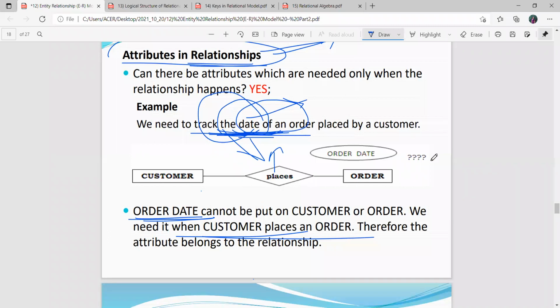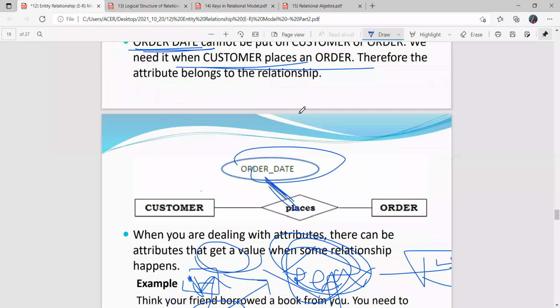The customer and the order, there are two entities, the customer and the order. So this customer is going to place an order. So this order date occurs when the customer places an order. So this is created when this relationship happens. So such kind of attributes are known as attributes in a relationship. That means attributes in relationships. Okay.